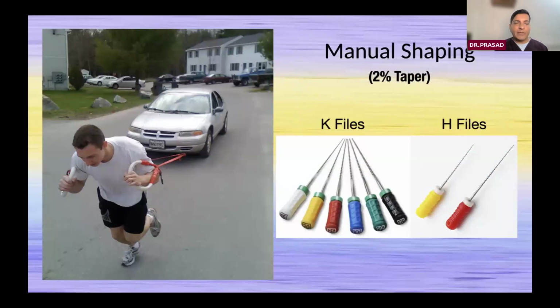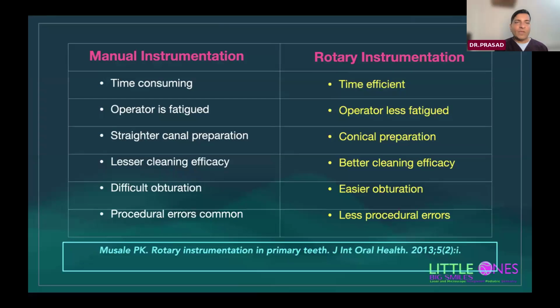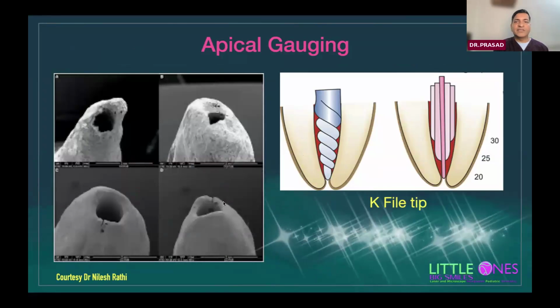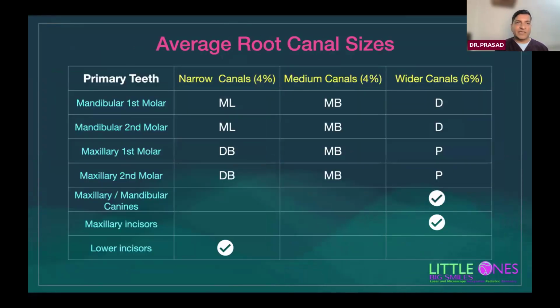Now, manual shaping, what we have been trained in as postgraduate students with K files or H files, is as laborious as pulling a car. This is a simple chart to differentiate between manual and rotary instrumentation. To save time, I'll go faster. Now, the rotary file also allows us apical gauging. Whether you're using a rotary file or not, you need to use size 25 or 30 at the apex to shape so that you will be able to clean it well as well as fill it well. This is recommended. So this is the key to successful endodontics.